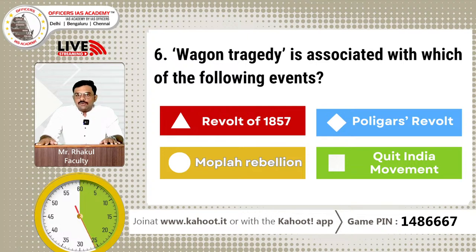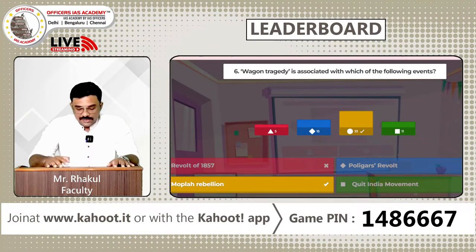I repeat the question. Wagon tragedy is associated with which of the following events? Option A, revolt of 1857. Option B, Polygar's revolt. Option C, Mopla rebellion. Option D, Quit India movement. The correct answer for this question is Mopla rebellion.